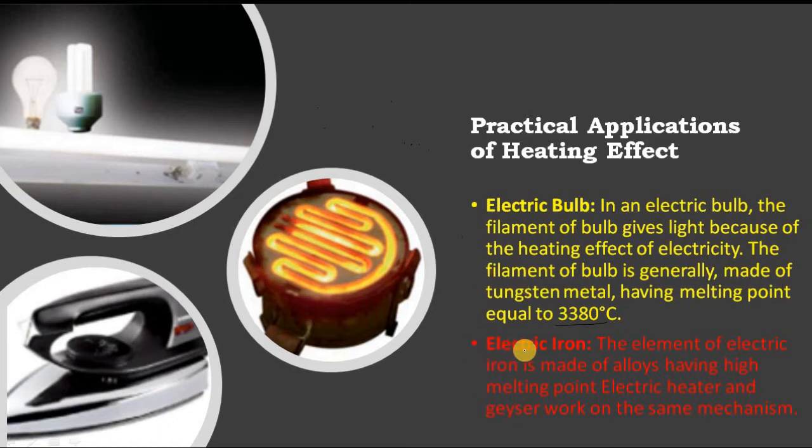Now the second is the electric iron. The element of an electric iron is made of an alloy, mainly nichrome, having a high melting point. The electric heater and electric geyser work on the same mechanism. Even the electric iron works on the same mechanism.